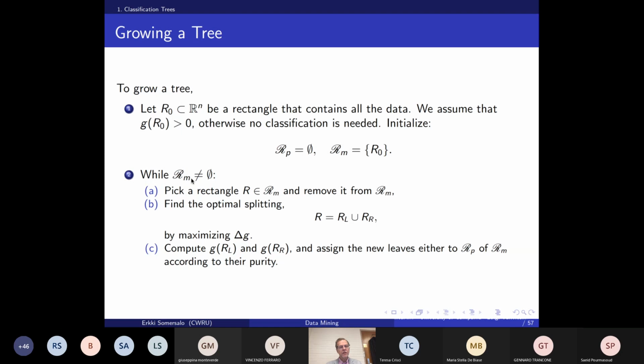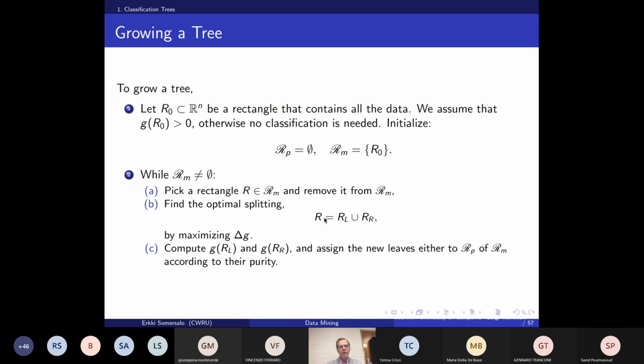As long as you have mixed leaves, so as long as RM is a non-empty set, you pick one of the rectangles from your mixed leaves. For instance, the first one. You can think that the mixed leaves are in some order. So you just pick one of them, and you remove that leaf from the set of mixed leaves. Why do you remove it? Because you're going to split it, and when you split it, it's no longer a leaf after the split, because then it has two offspring. So therefore you have to remove it from the mixed leaves.